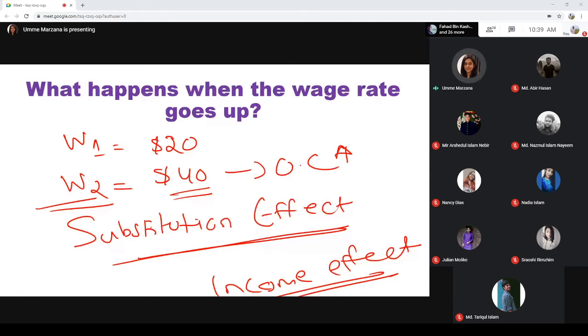This will make me spend more time on leisure activities, which means this income effect is telling me that due to a rise in the wage, I will supply less labor in the labor market and spend more time on leisure activities, consume more leisure activities.